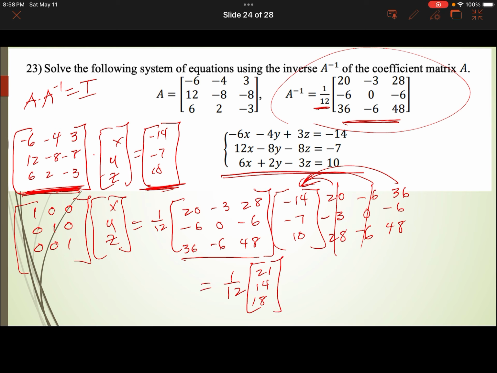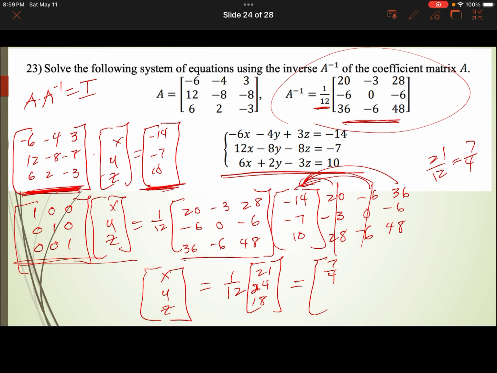And on this side over here, remember the identity just gives me xyz. So now I have the answer for xyz, which is going to be 21/12, which reduces, if you do that in your calculator, to 7/4. And then 14 over 12, that's not 14, that's 24. Didn't do that right, did I? -6 times -14 is 24. So that gives me 2. And then 18/12, they both divide by 6, and I get 3/2.